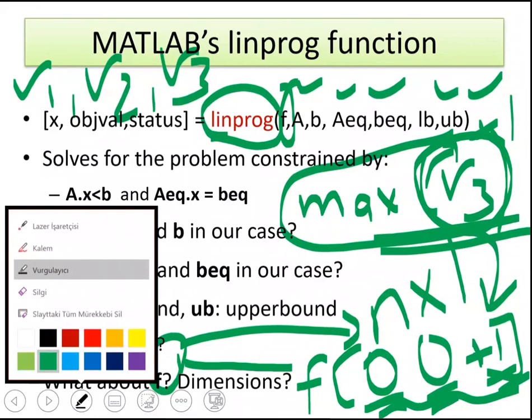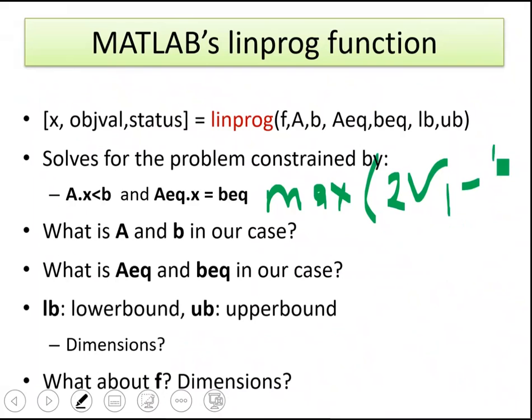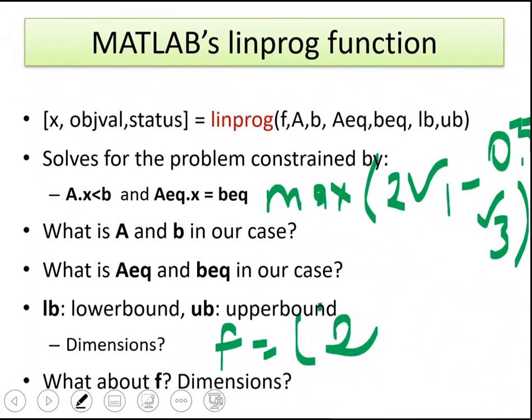Just a final example, and I will finish. Let's say your objective function is maximization of 2v1 minus 0.5v3. And in this case, your f vector will be 2, the coefficient of v1, 0 for v2 since there is no v2 in the objective function, and minus 0.5, the coefficient of v3. It's again n by 1, 3 by 1.